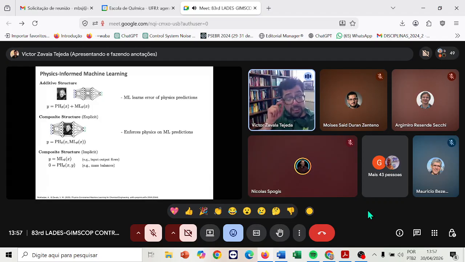The other interesting architecture that chemical engineers have been very active in developing is what I call a composite structure, similar to this, but I call this an implicit composite structure. So the idea is the following, okay? And I'm going to go slow because this one is quite interesting.